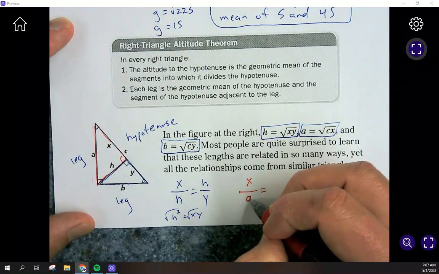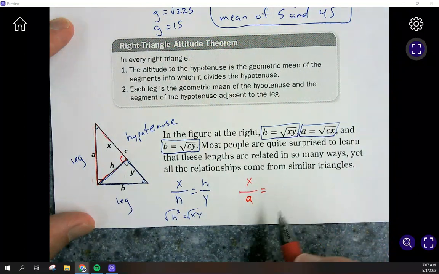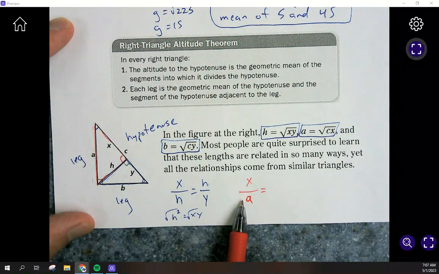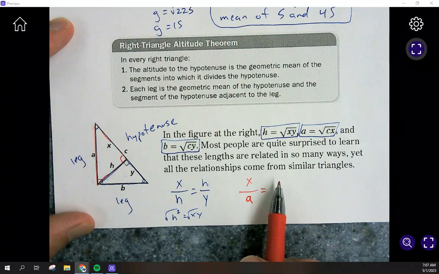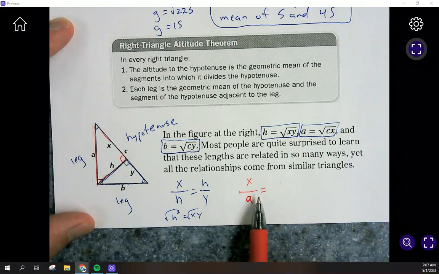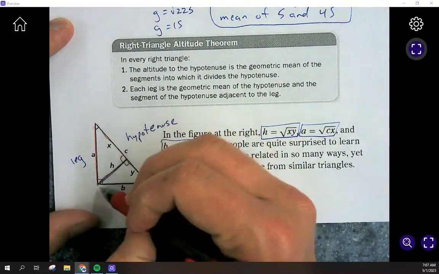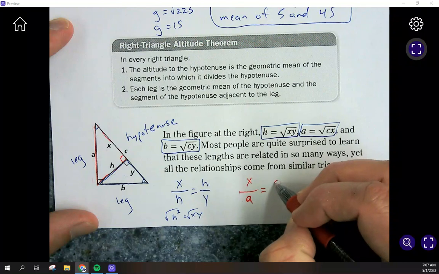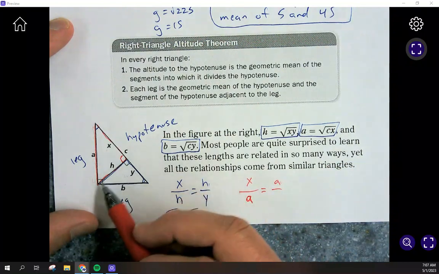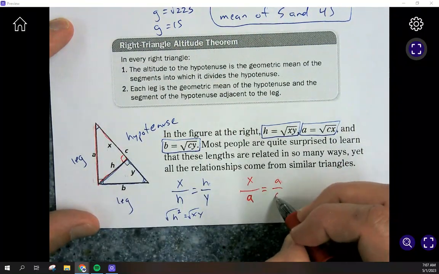Make sure that's not a 9, that's an A. Okay, and so I looked at the red triangle compared to the big one. Now I'm going to look at the hypotenuse. Again, I want this to set up so A goes across from A. So I've got the hypotenuse of the red triangle here is A, and then the hypotenuse of the big triangle here is C.